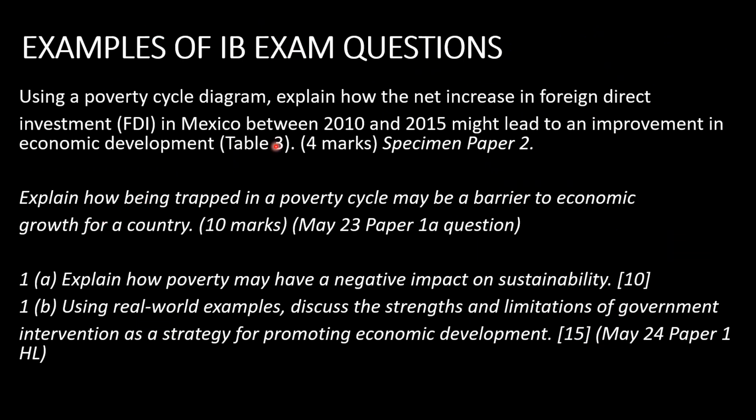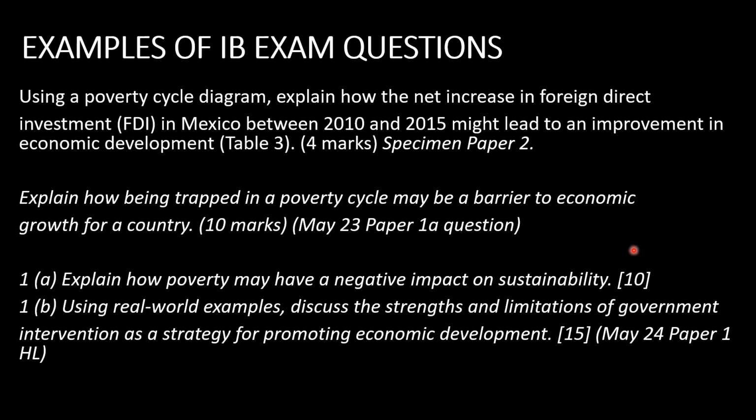Okay, so to finish off, here are some examples of IB exam questions. First one: using a poverty cycle diagram, so you need to know that diagram, explain how the net increase in foreign direct investment, FDI, in Mexico between 2010 and 2015 might lead to an improvement in economic development. So obviously you're given the tables and the data and you're going to apply them, but you would have to understand and know the diagram to answer the question.